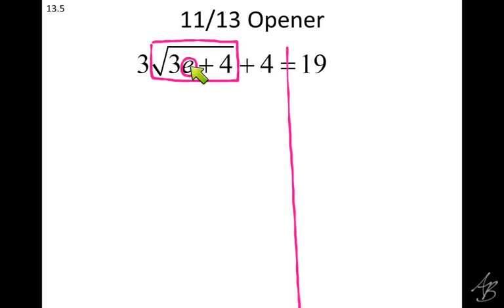Alright, so everything that's in the box here is kind of stuck there. We can't do anything with it until we get rid of the stuff that's outside the box, so that 3 and the 4. Which one should we get rid of first, the 3 or the 4? The 4, okay. And how do we get rid of a plus 4? Okay, we're going to subtract 4. We do that on both sides.